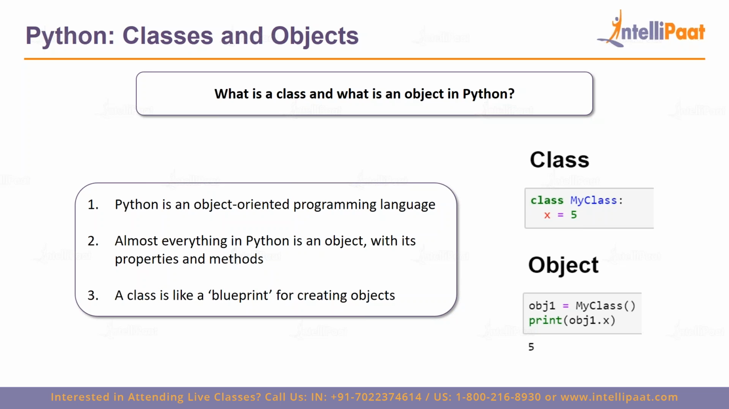So a class is basically a container or a blueprint that defines what an object should look like. And the object is basically the in-memory representation of a class. Since Python is an object-oriented programming language, almost everything in Python is an object, and it has properties and it has methods. So a class is like a blueprint for creating an object. In the example, we have created a class, and we said whenever you create an object of a class, it should have a property named X, and the value of that property should be 5.